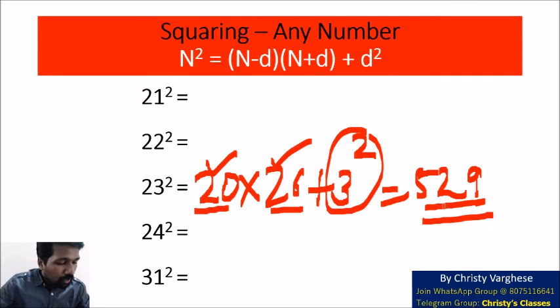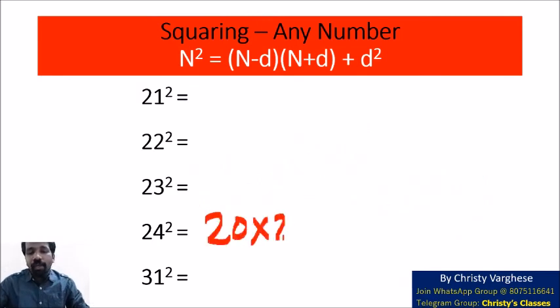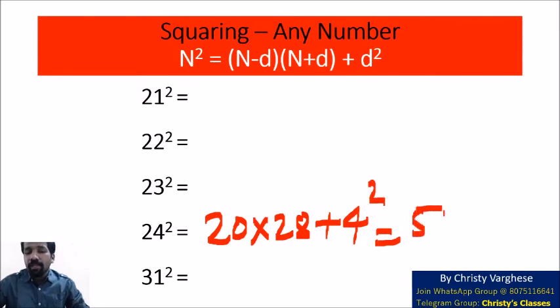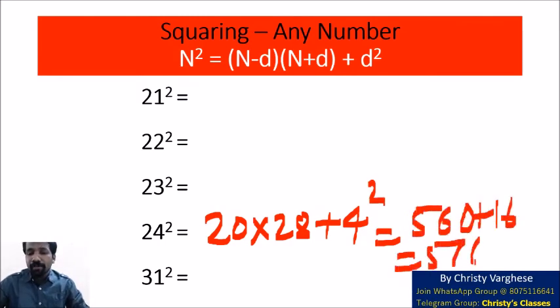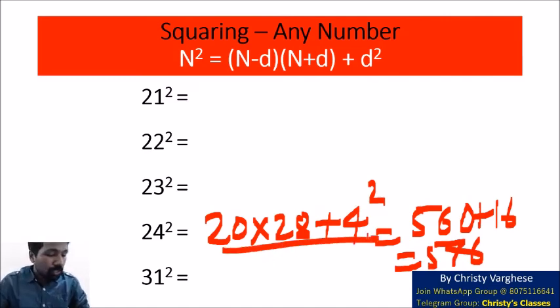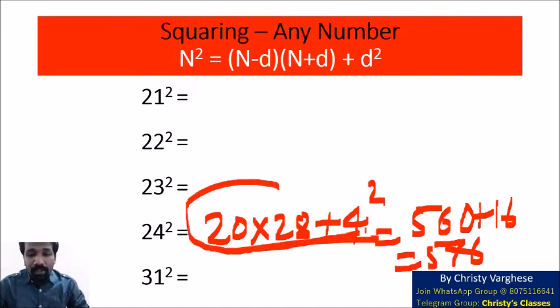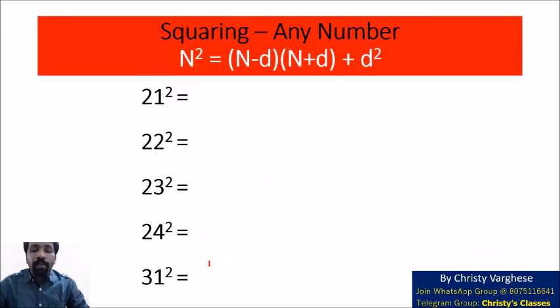Yes, we can use this for bigger numbers also. I will tell about that. 24 square, how to do? 20 into 28 plus 4 square. 20 into 28, 560. 560 plus 16 is 576. Try to do as few steps as possible. Even this written step should be avoided after some practice.